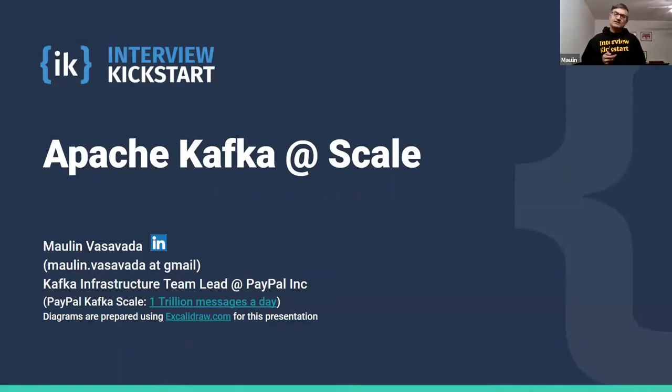My name is Maulin, and I work at PayPal as a Kafka infrastructure team's lead. And our scale of using Kafka at PayPal is about 1 trillion messages a day we serve through Kafka. And we are one of the top 7 largest deployments of Kafka in the industry, in the world.